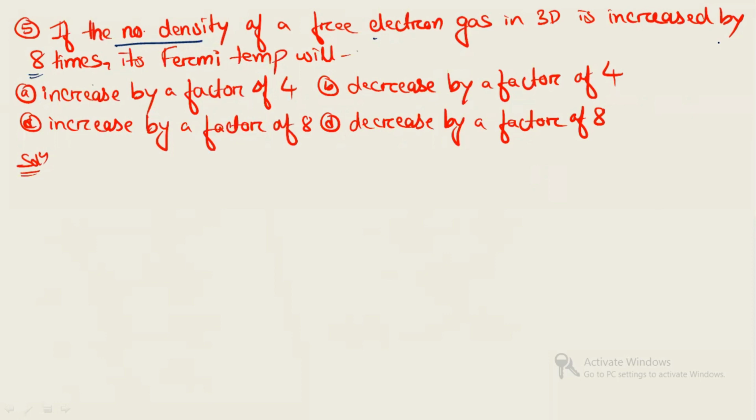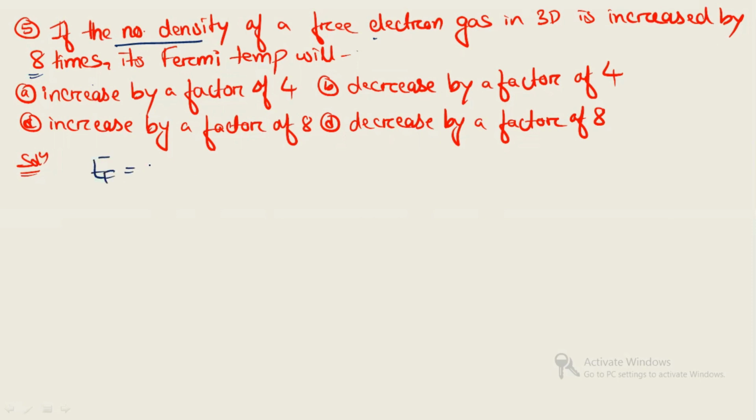So first you will write what? The Fermi energy, EF, right? The formula of EF, I think you have studied in the theory part also. EF is directly proportional to the Fermi temperature. Okay, there is a constant, but we are ignoring the constant. We just need to calculate the increasing and decreasing factors. So if you know the Fermi energy formula, directly you can write here.